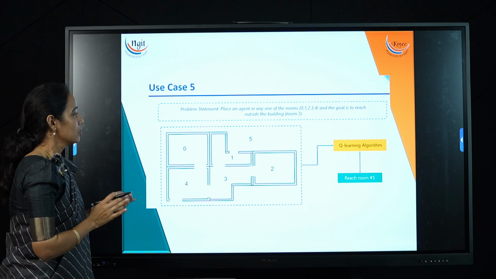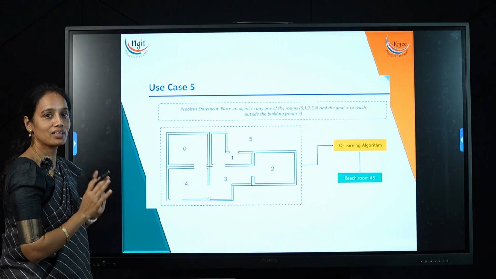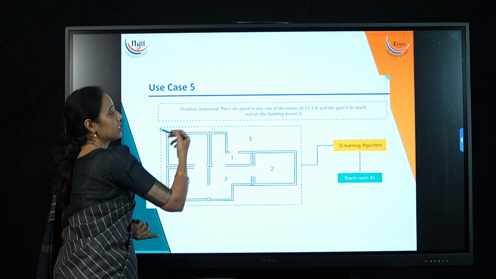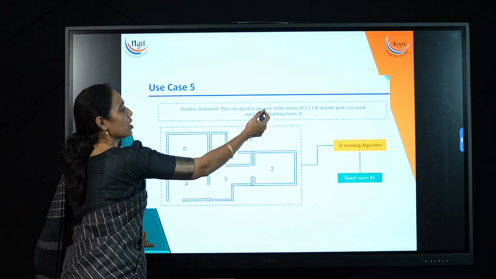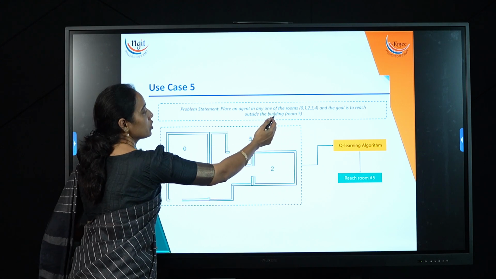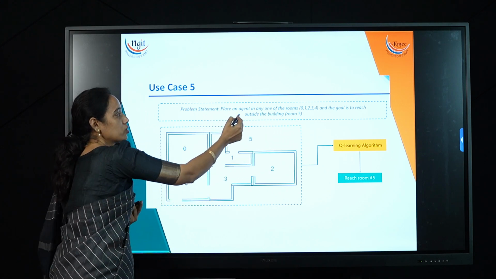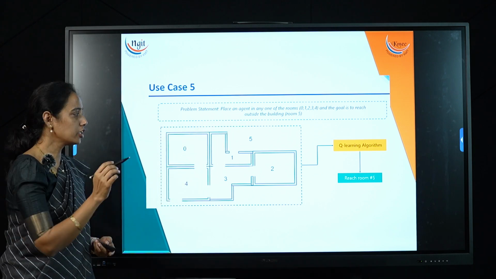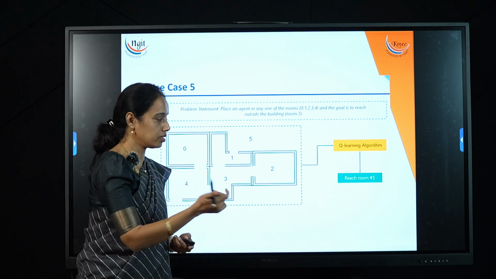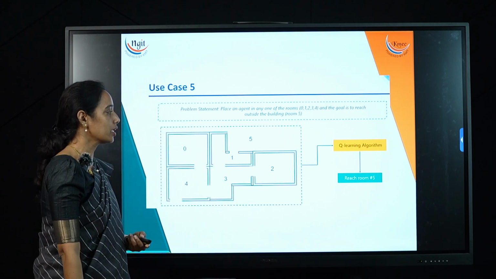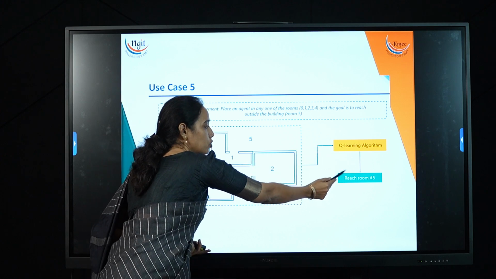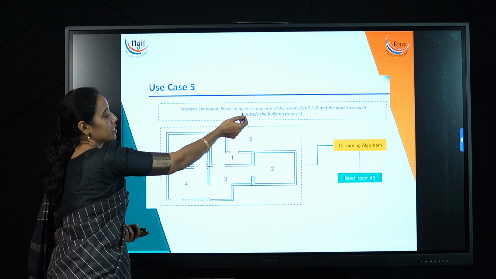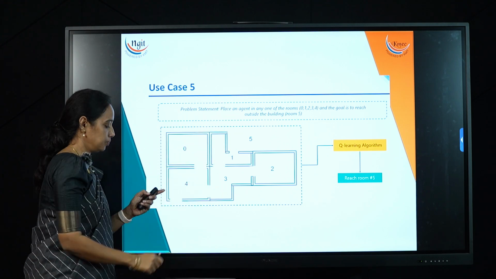And next, by seeing this you have to identify that it comes under reinforcement learning. Why? Because the question itself says to place an agent in one of the rooms, and the goal is to reach outside the building. When you see the word agent, it definitely comes under reinforcement learning. I already told you reinforcement learning has two algorithms, and one of them is the Q learning algorithm. With the help of Q learning, the agent has to reach room 5. If it successfully reaches, it will get the reward. Otherwise, that agent is going to get the punishment.